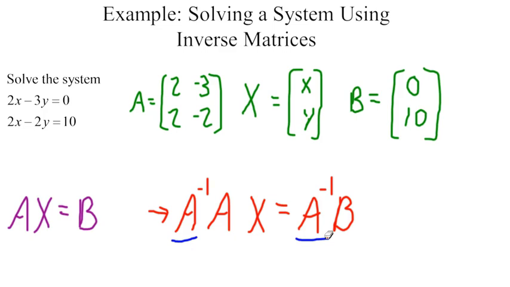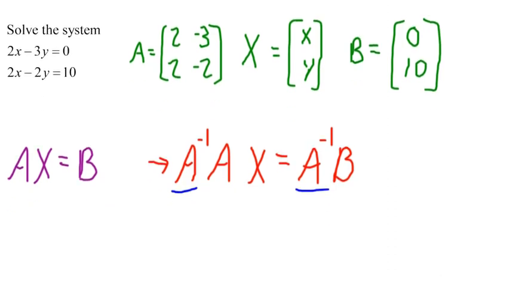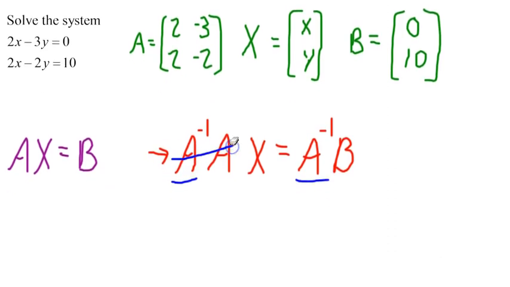Remember, in the last lesson you learned the order in which you multiply two matrices does matter. So if you take matrix A times matrix B, that's not always going to be equal to matrix B times matrix A. So the order in which we multiply, just to keep it consistent, always multiply the inverse matrix on the left-hand side. So this simplifies A inverse times A. We're left with X is equal to the inverse of A times B.